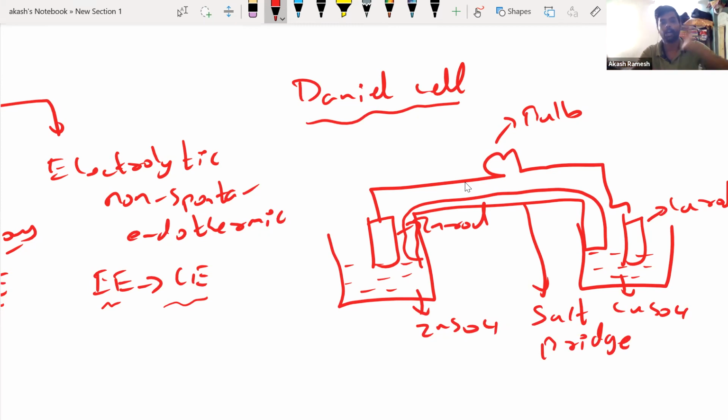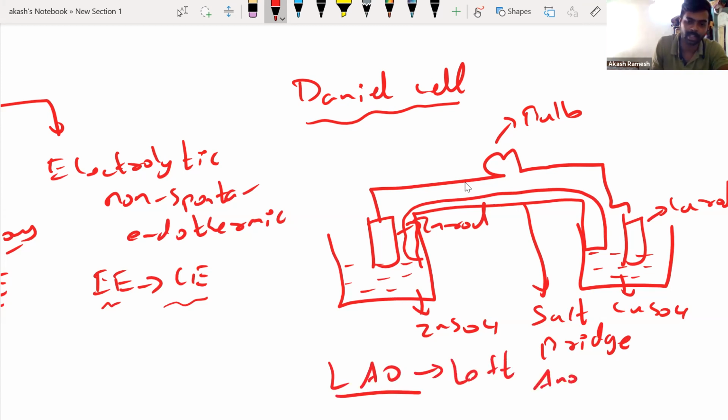Now, people, please understand, I want you to remember one term, and the term is LAO. LAO is left, anode, oxidation. You have to remember this code, LAO: left anode oxidation. Now, what do you mean by this?